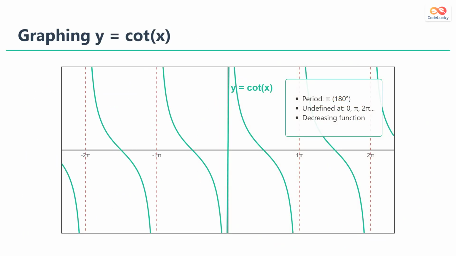When we graph y equals cotangent x, we see a repeating pattern. The function decreases from left to right. Notice the vertical dashed lines. These are asymptotes where the function is undefined. This happens at 0, pi, and 2 pi, because at these angles, the tangent is 0, making the reciprocal undefined.